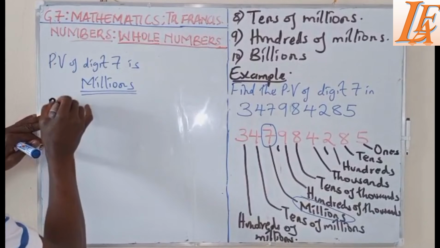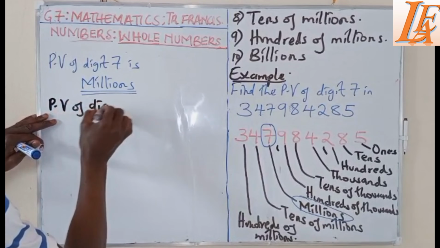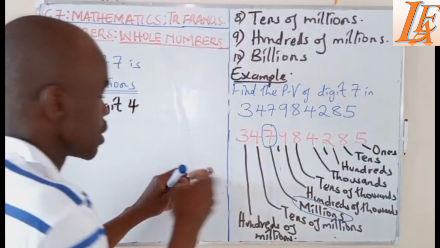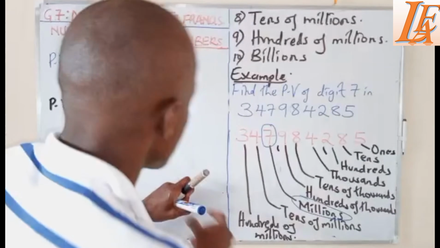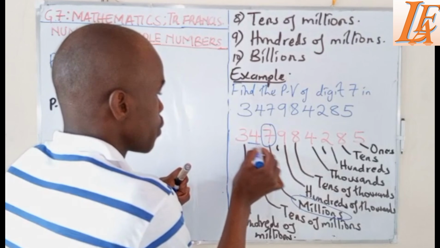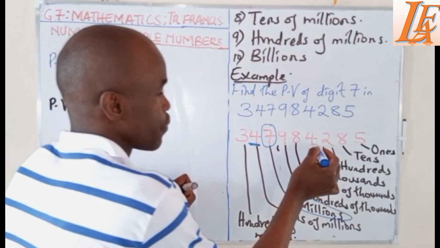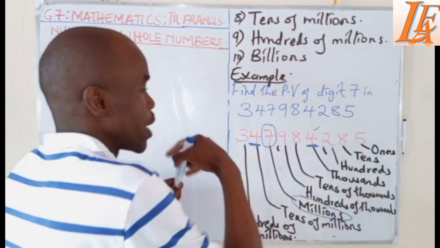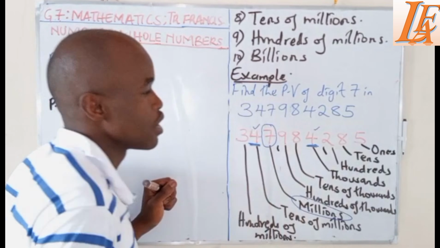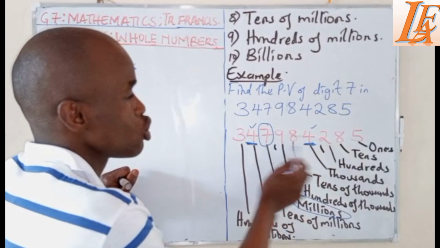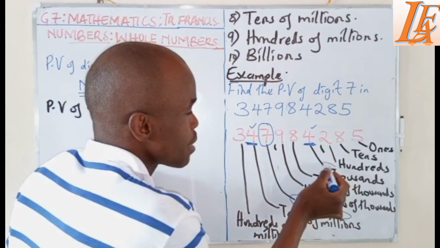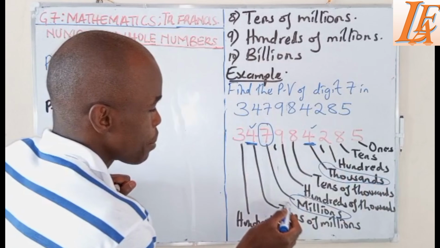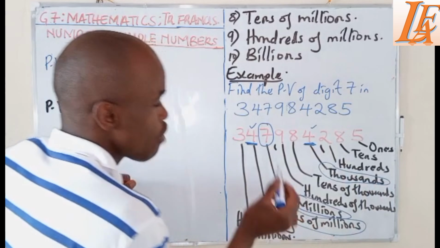In case you are maybe told to find the place value of digit 4: digit 4 is appearing in this number how many times? It is here. I hope you can see it. The first digit 4 is here, when you count coming from the right, going to the left, then the second one. So you can see that 4 appears twice. The first 4 appears in the position of thousands. Then the second 4 appears in the position of tens of millions.